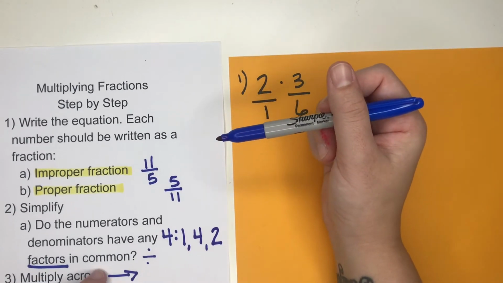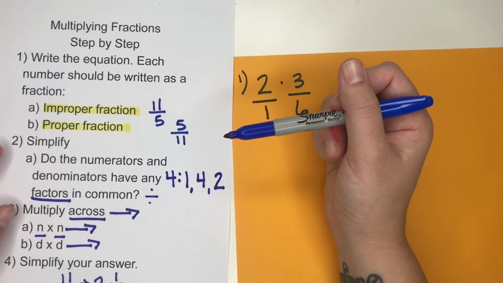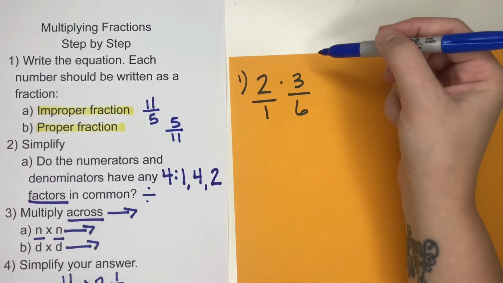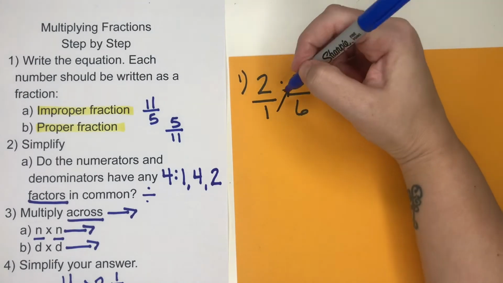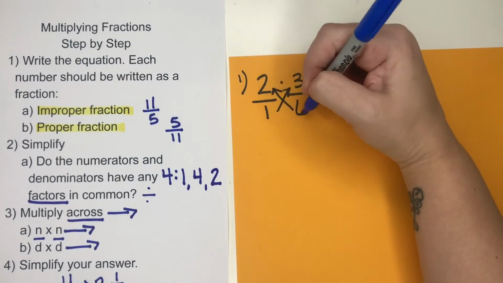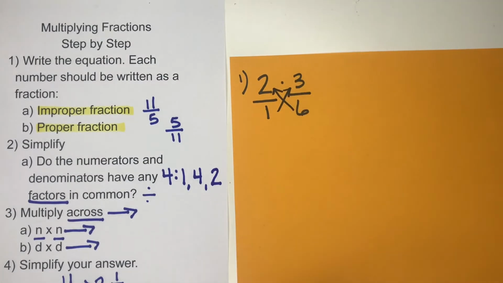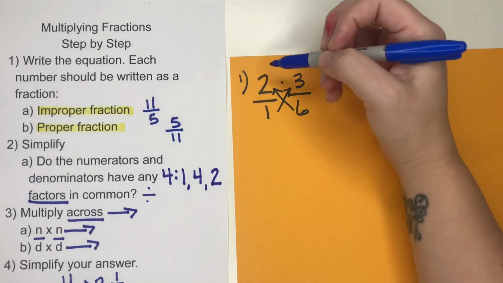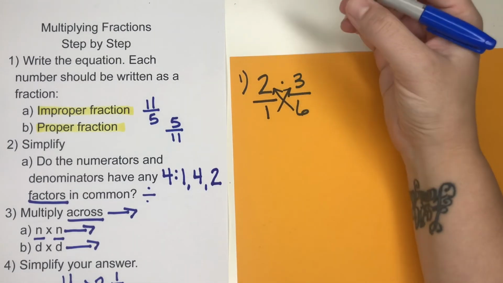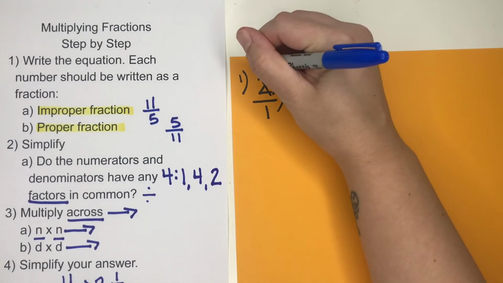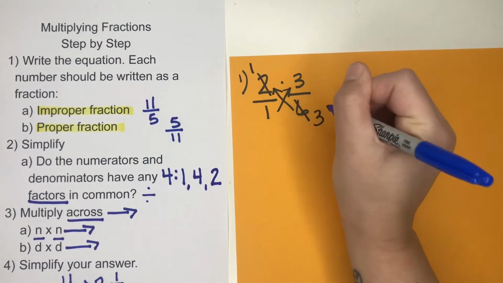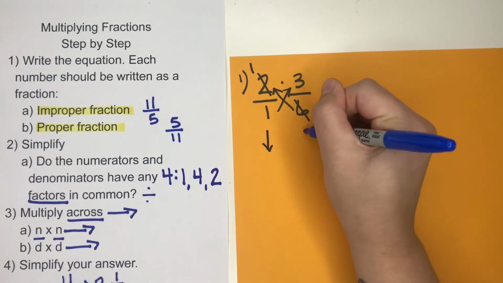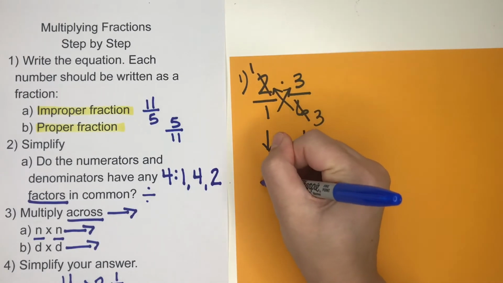My second step, now that I have it written out in fractions, says to simplify. Do any of my numerators and denominators have anything in common? And again, I have 2 even numbers, and one of them happens to be 2. That is easy. I know that I can divide any even number by 2. So I'm going to divide 2 by itself, and I get a 1. I'm going to divide 6 by 2, and I'm going to get a 3. To make it clear, I'm going to rewrite my fractions now with my simplified forms.